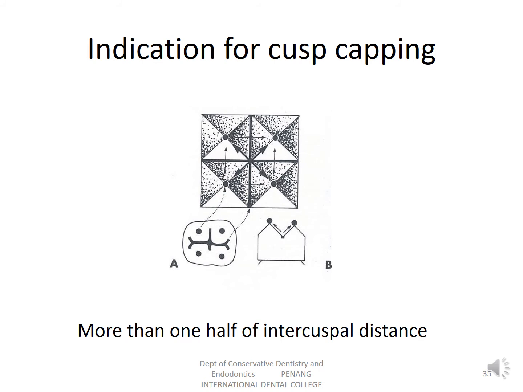So what are the indications before we go? Let's look at what are the indications for cusp capping. If your preparation is extending more than one half of the intercuspal distance, then there is a requirement to cap the cusp, because the cusps are weak, and if you are not capping the cusp, the forces of occlusion will lead to fracture of the tooth structure. To prevent further fracture of the tooth structure, we brace the tooth structure with the restoration.